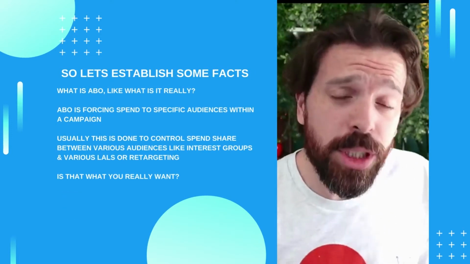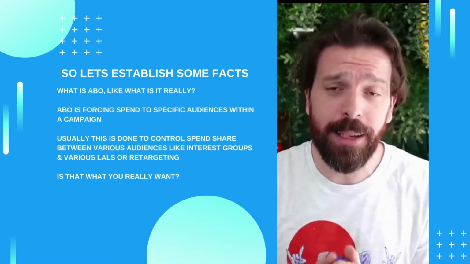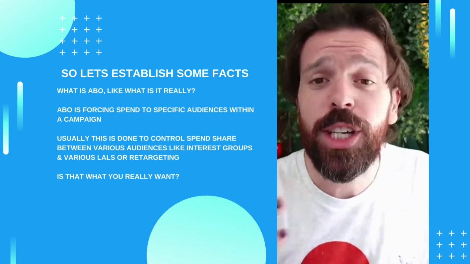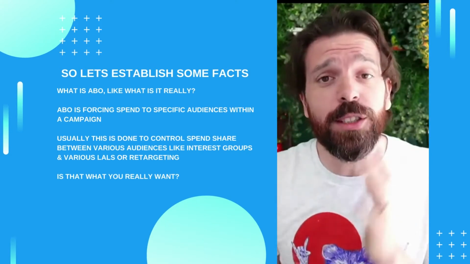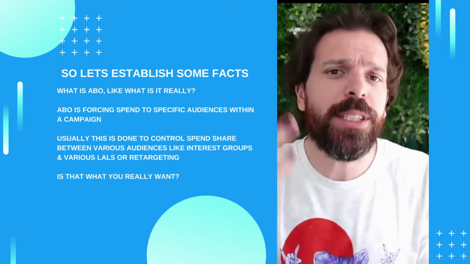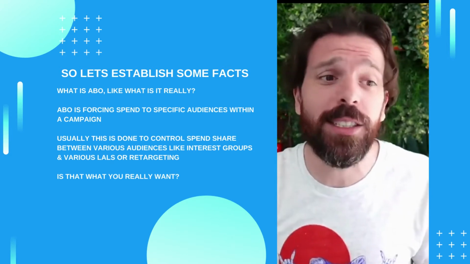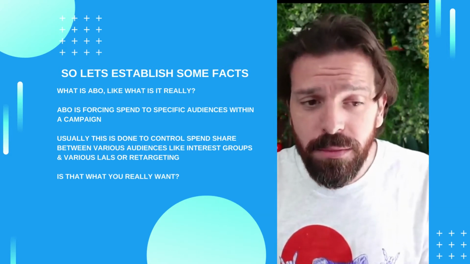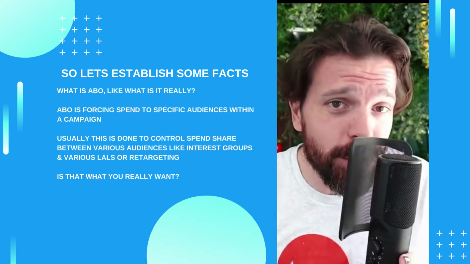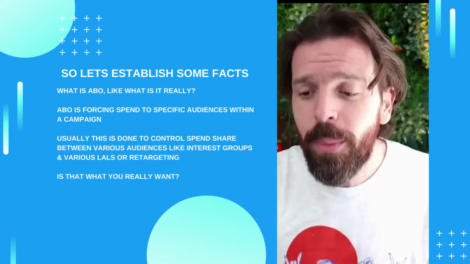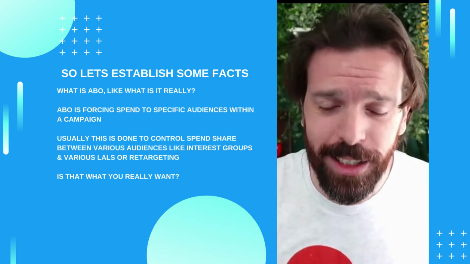So let's establish some simple facts. What is ad set budget optimization, and when do we really use it? Well, ad set budget optimization is a way of forcing spend into specific audiences within a campaign. Potentially, you want to force spend into an interest group or a lookalike audience. To be fair, you shouldn't be using interest groups, and lookalike audiences aren't going to solve your problem. Remember, ads do the targeting, audiences don't.